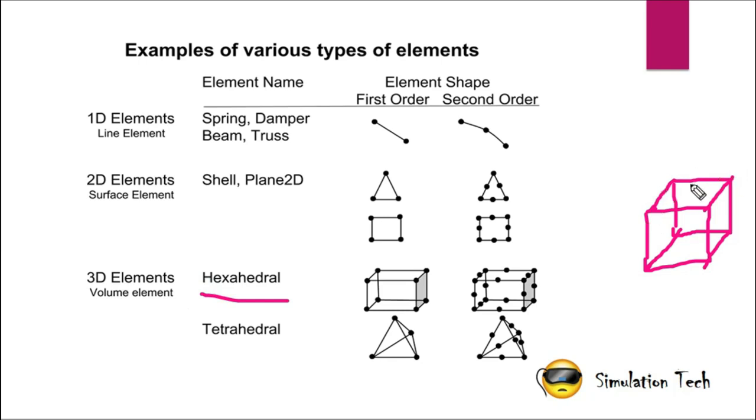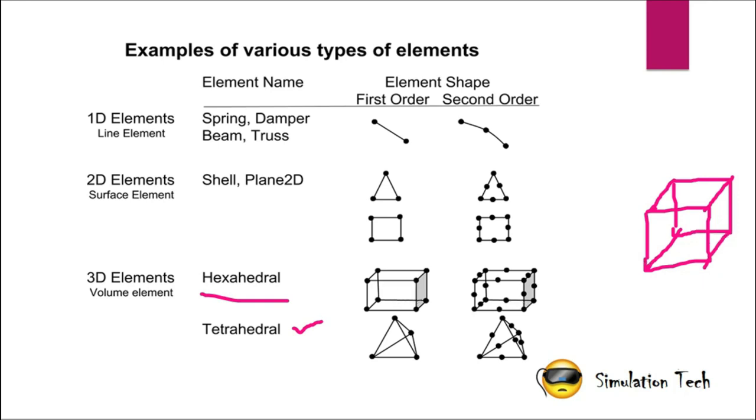Usually it is very difficult to create this quad element in a complicated structure. Unless it's a very simple model, we can easily create a hex element. But if there are a lot of curved or irregular surfaces, it's very difficult to create a hex mesh there. So usually we use tetrahedral, right? But it has more accuracy. It has first order elements and second order elements also.